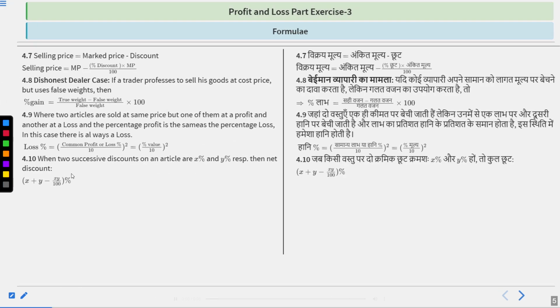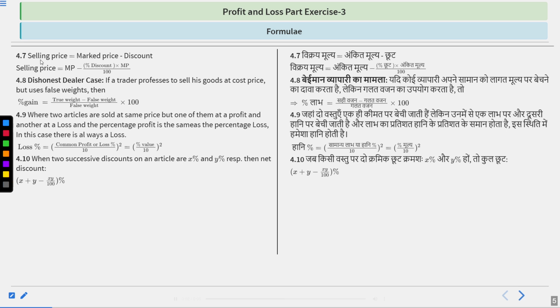Next one. Selling price. If we know the mark price and discount, what is the selling price? Mark price minus discount. Then we get the selling price. Same way, if we have the discount percent, so MP minus discount percent of MP upon 100, we get selling price.